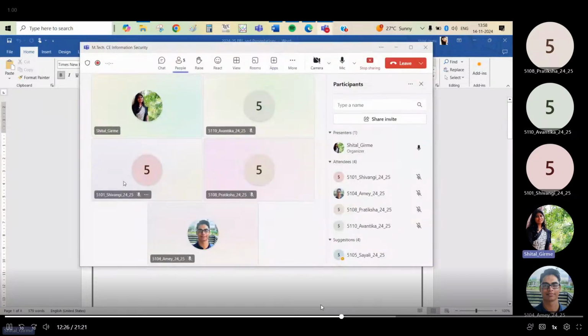Who all are there in online mode? Avantika, Shivangi, Pratiksha, and Amir. Okay, good. I hope you are listening. I'll not be revising this again and again. This is what you're supposed to understand and remember. Yeah, good. Remember, we'll do the assessment of those 30 marks strictly based on these criteria.